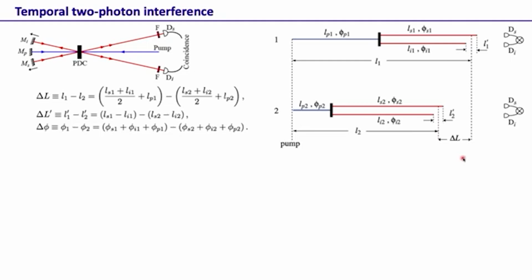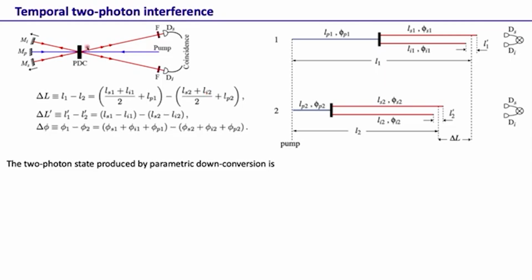This can represent any two-photon interference, and here are some generic path length parameters and phase parameters that we have defined, which will be useful in our analysis. Okay, so now we want to actually derive, for a general two-photon interference, what is the coincidence count rate that one detects at these two detectors DS and DI.